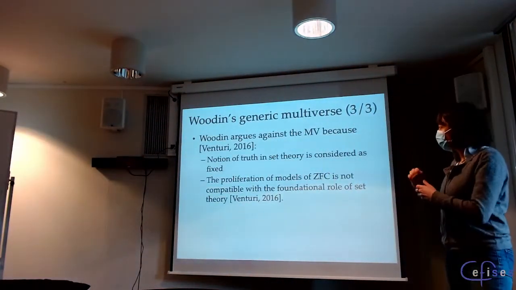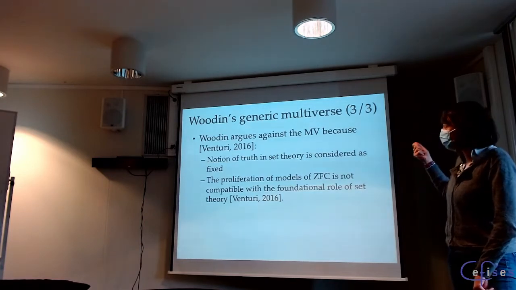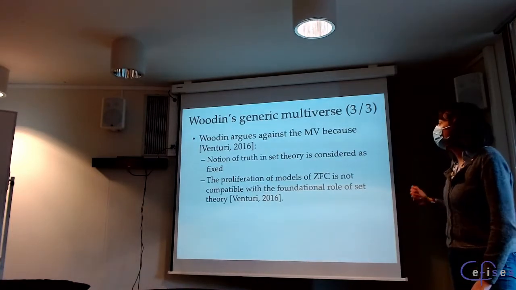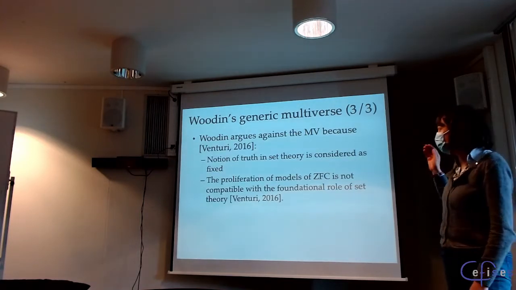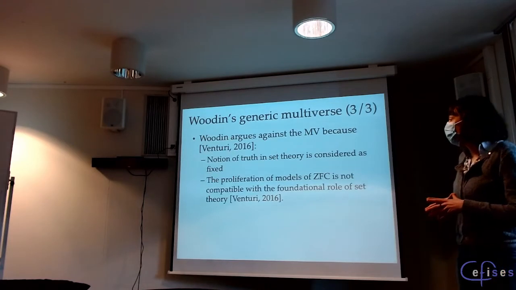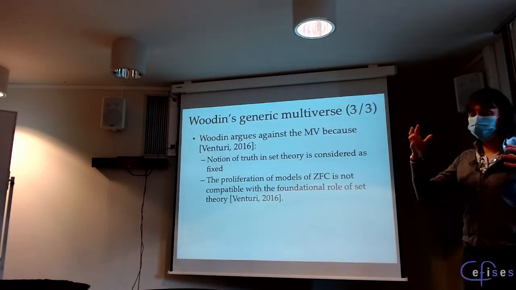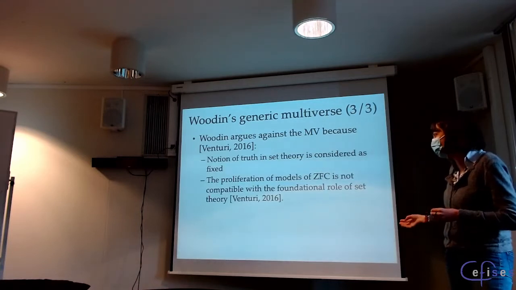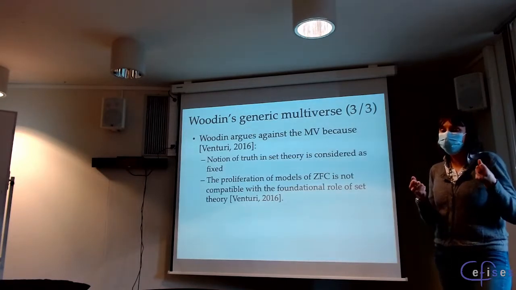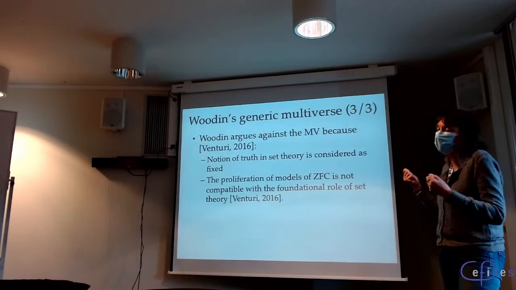In fact, he developed that generic multiverse to show that the multiverse view is not satisfying, and there are two main reasons for that. The first one is that he wants to keep a truth notion that is fixed and that comes from classical set theory. And then the main issue for him is that if you allow this proliferation of models of ZFC, it's not compatible with the foundational role of set theory, because there is not one, there are different models, and each model cannot have that foundational role. We have to find the right one.